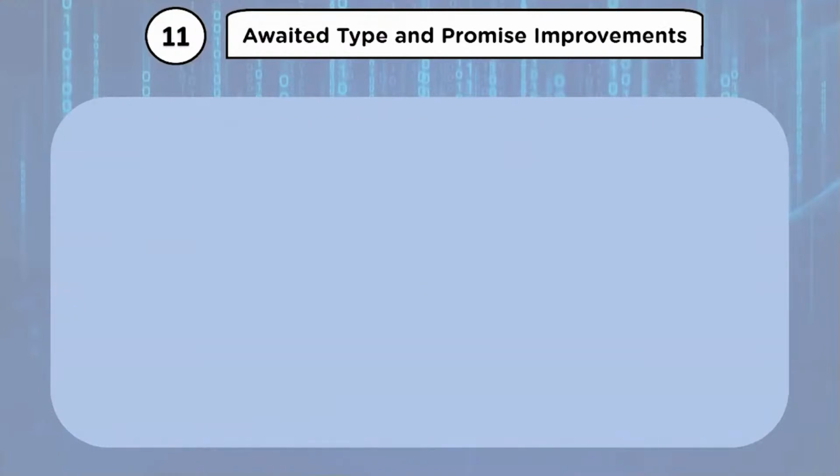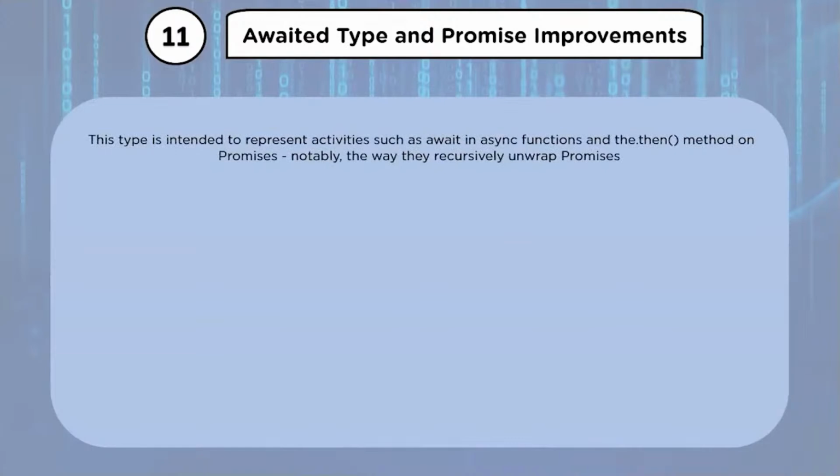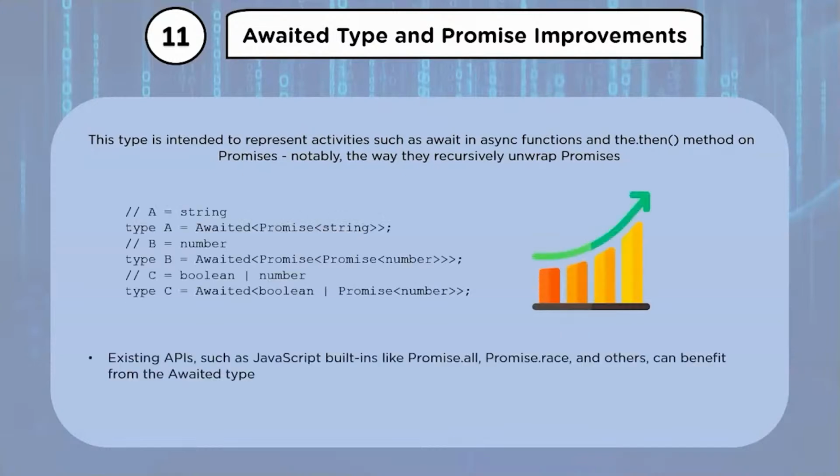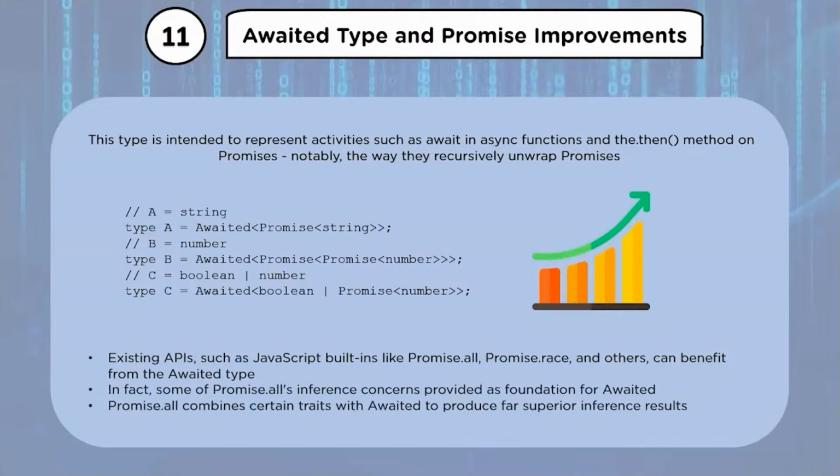Awaited type and promise improvements. The Awaited type is the new utility introduced in TypeScript. This type is intended to represent activities such as await in async functions and the then method on promises, notably the way they recursively unwrap promises. Existing APIs such as JavaScript built-ins like Promise.all, Promise.race and others can benefit from the Awaited type. In fact, some of the Promise.all inference concerns provided the foundation for Awaited. Promise.all combines certain traits with Awaited to produce far superior inference results.